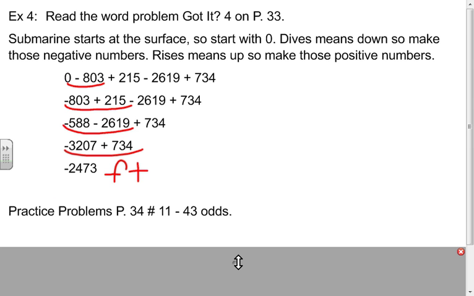Practice problems for this section are on page 34, numbers 11 through 43 odd.